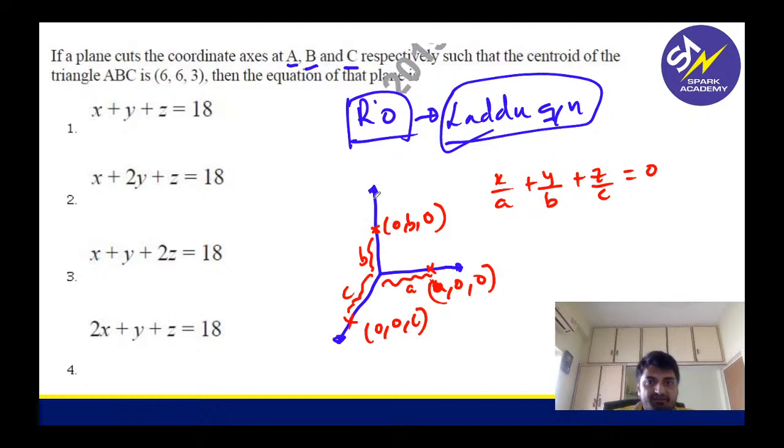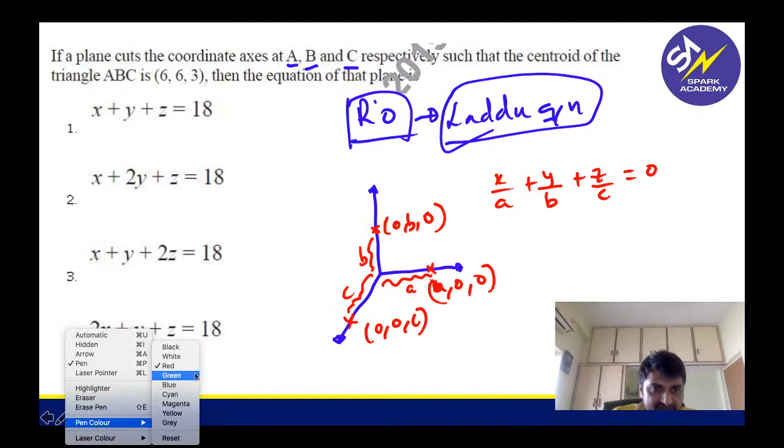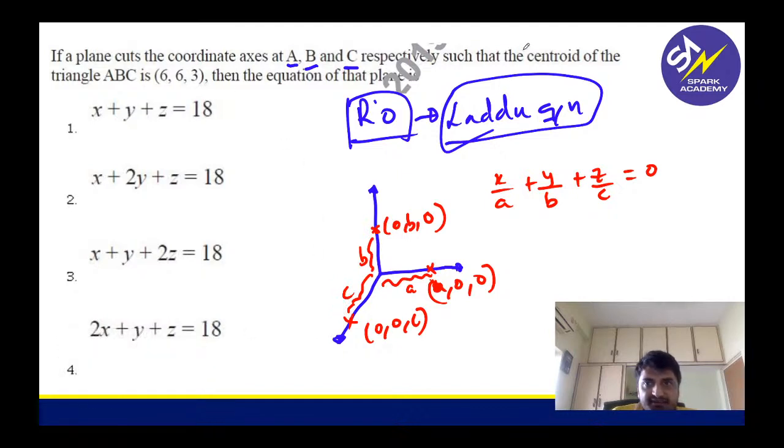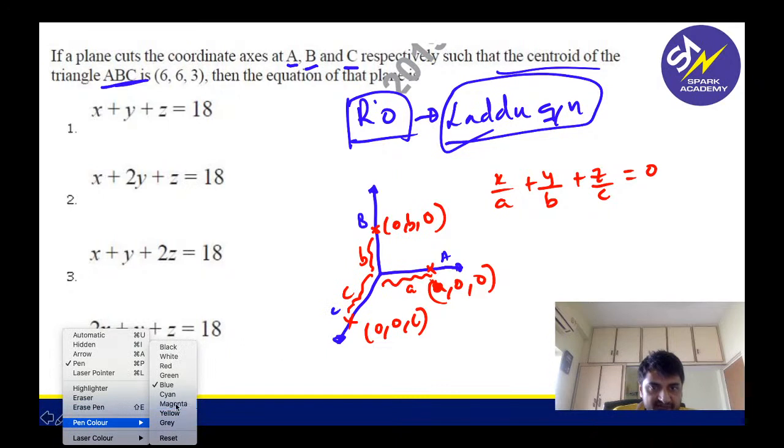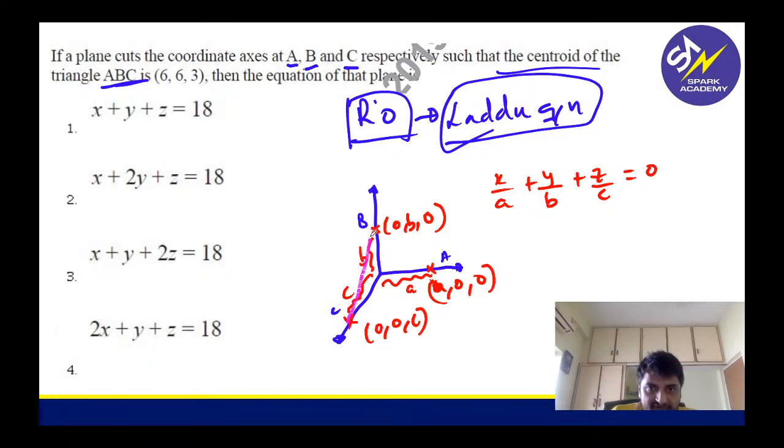Now what did I give? The centroid of this triangle they have asked, right? They have just joined these. They have asked the centroid of the triangle ABC. So they have given this as A, this as B, this as C. Now they are asking us the centroid of this, right? Centroid of this basically.